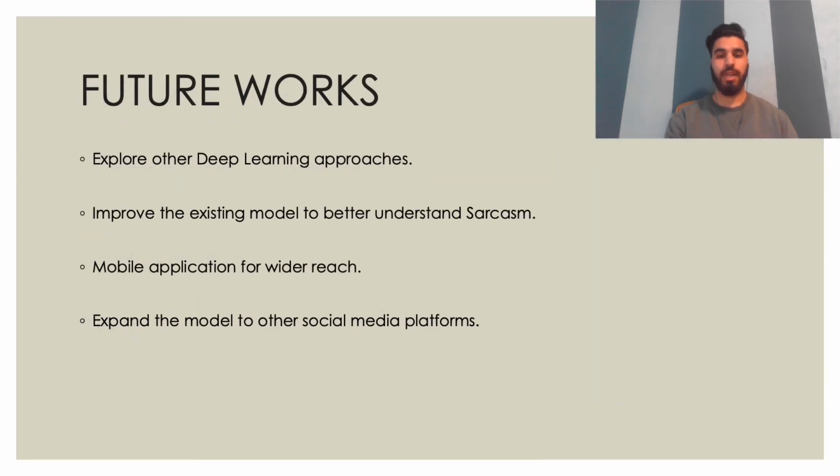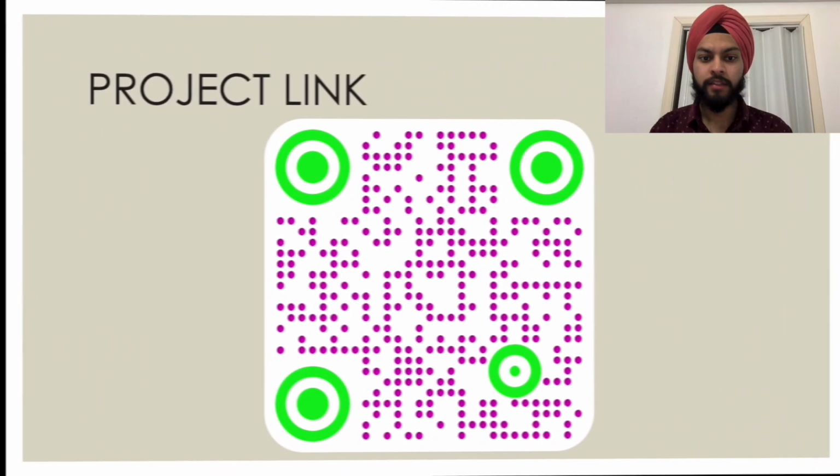Moving on to the future work, here are some of the things that we plan on improving as we move forward. Exploring other deep learning approaches that are available out there to compare the performance they provide with our existing model. Improve the model to better understand complex literary sentences such as humor or sarcasm, which is usually responsible for incorrect predictions in natural language processing. Develop an application to make it accessible to a wider audience, especially for the people that are on mobile devices. And finally, expand our existing model to other social media platforms like Facebook to obtain a clearer picture regarding the particular situation.